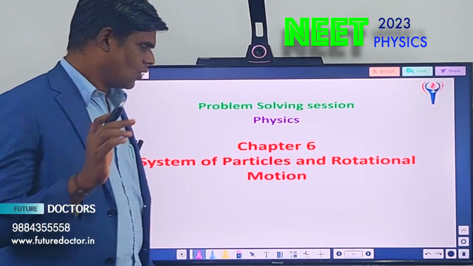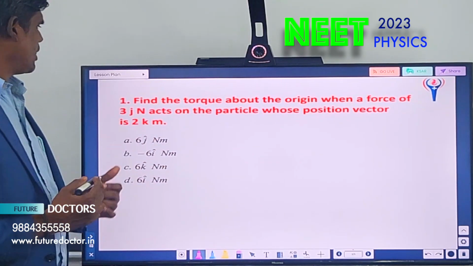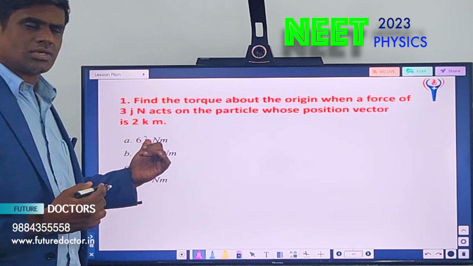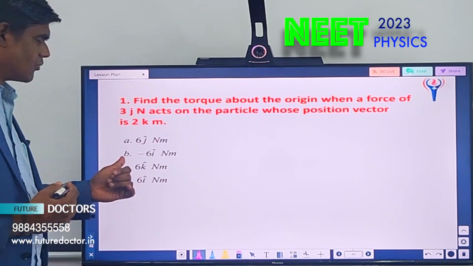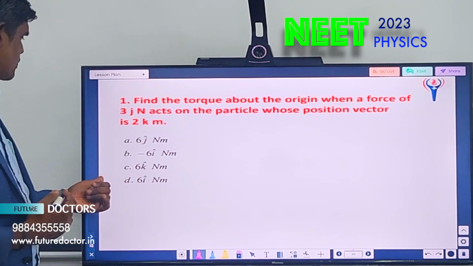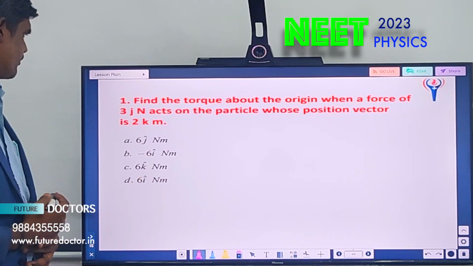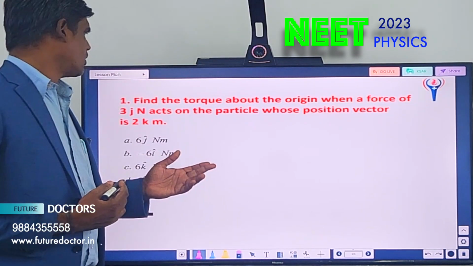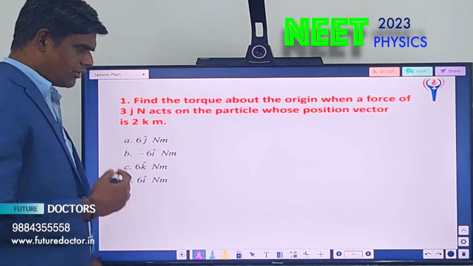Let's move to question number 1. Find the torque about the origin when a force of 3j Newton acts on the particle whose position vector is 2k meter. Option A, 6j cap Nm, Newton into meter. B option, minus 6i cap Nm. C option, 6k cap Nm. D option, 6i cap Nm. Here you should know the relation between torque, force and position vector. By knowing the relationship, we can solve the solution for this question.